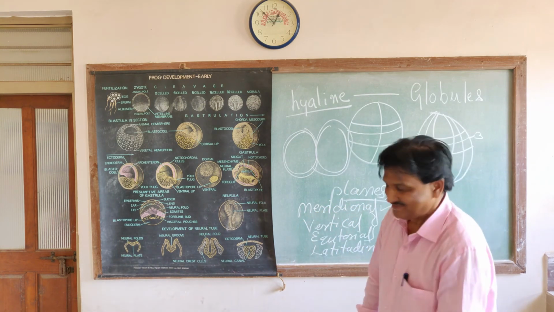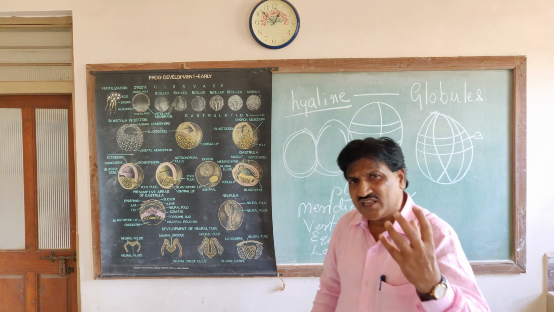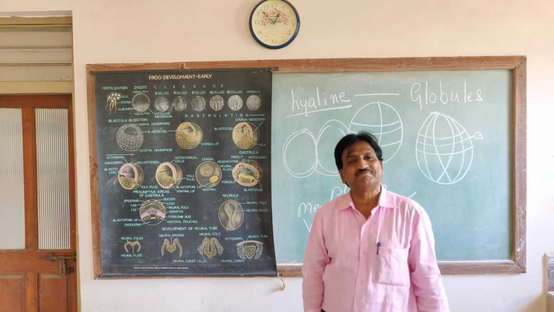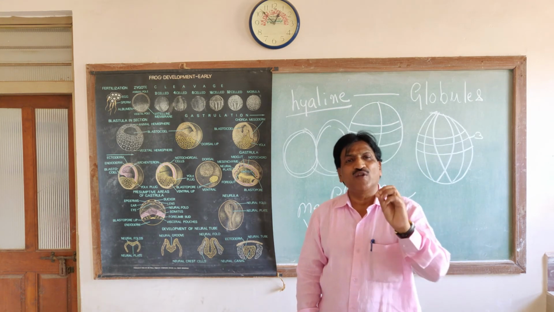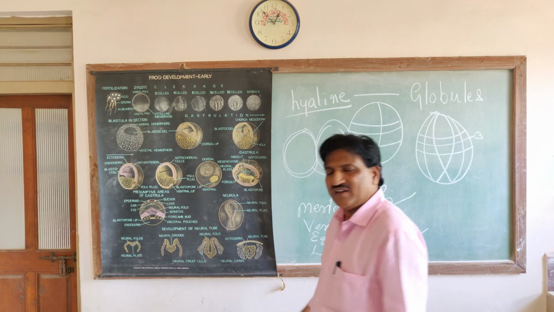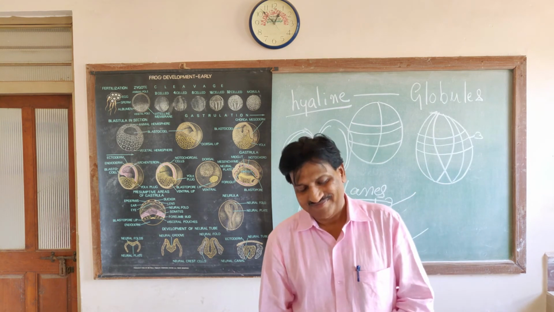The next point. The animal pole having smaller cells called micromeres. Don't forget, the animal pole having micromeres, whereas the vegetal pole having larger cells called macromeres.